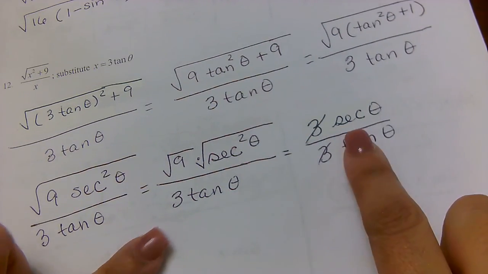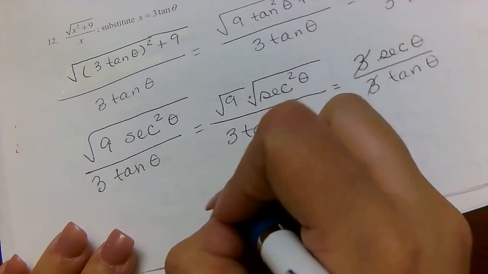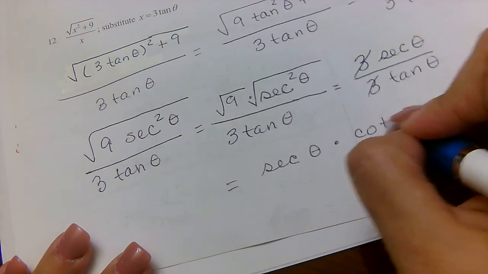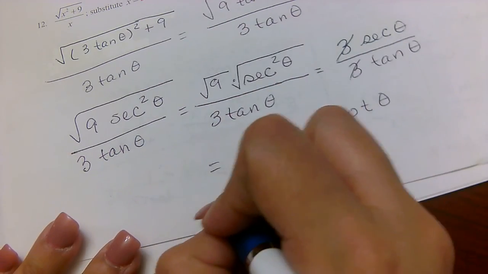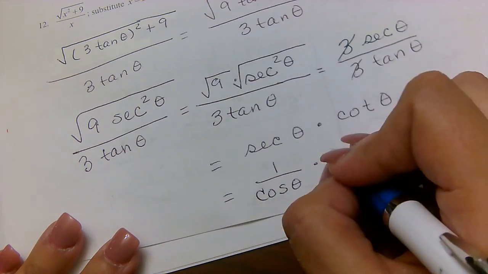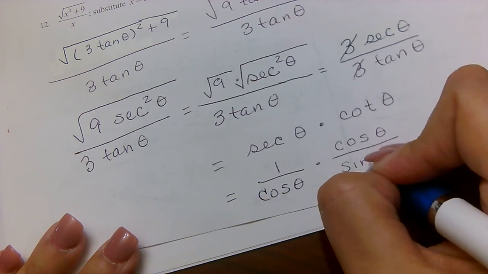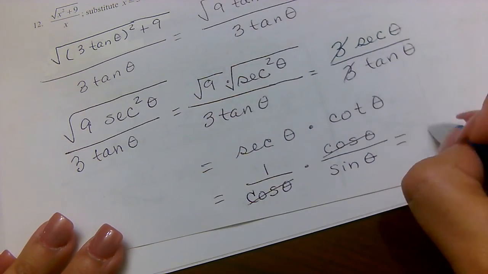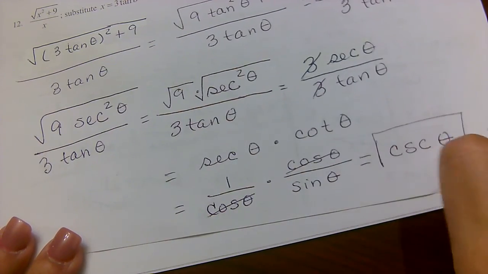The 3's will cancel, so secant over tangent. If you don't remember, secant is the same thing as 1 over cosine. So secant theta times cotangent theta, because 1 over tangent is the same thing as cotangent. Then let's break those up. Secant is going to be 1 over cosine times cotangent, which is cosine over sine. Those two cancel. 1 over sine is the same thing as cosecant theta, and that will be your solution.